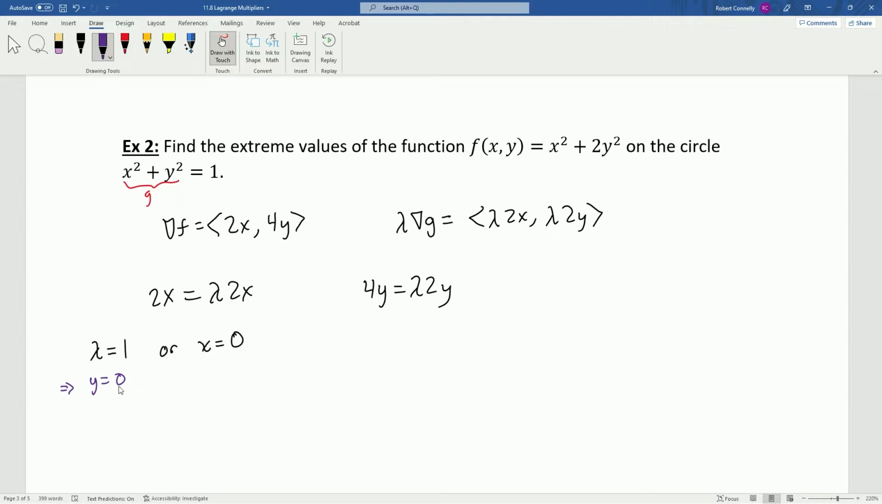And if y equals 0, what does that tell us? So y equals 0 here. Lambda equals 1. So x could be anything at that point. So we'd have to check our constraint equation. So if y is 0, we get x squared equals 1. So that implies x is plus or minus 1. And if x is equal to 0, then y is going to be equal to plus or minus 1.